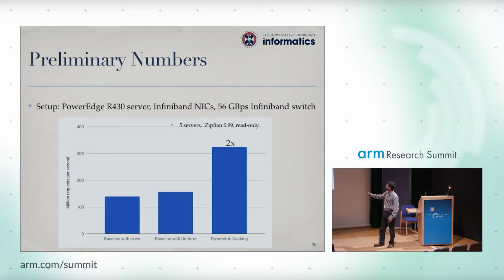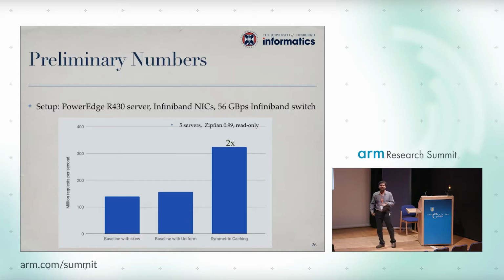Okay, so these are some preliminary numbers from our real implementation. Treat this with caution. These are very preliminary. But what we did was use InfiniBand NICs and an InfiniBand switch in a real implementation with just 5 servers to start, right? And one thing we observed was that because of the low server count, the baseline with skew and the baseline with uniform are actually quite similar in throughput. But yet we see that caching actually improves even over uniform.